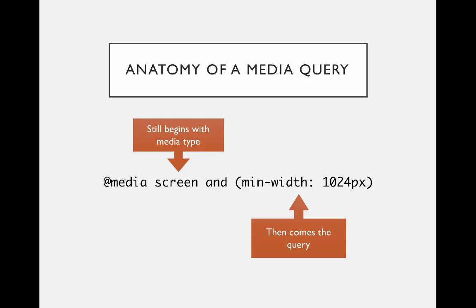The first thing is that it begins with a media type, and that would be the screen. Or you can use all, which means that it will apply to any sort of device that meets the criteria that you have in the query. So that's where it's saying it's in the media type of screen, and then it's followed by the query, which is what is in parentheses. In this case, again, it's saying looking for screens that have a minimum width of 1024 pixels.